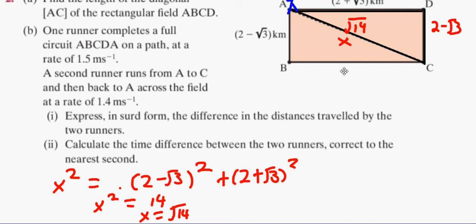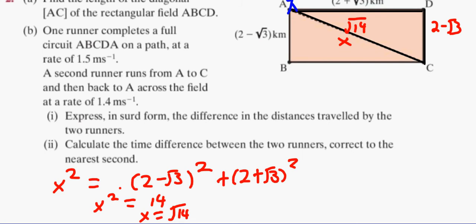Right, so one runner does it that way, at a rate of 1.5 meters per second. Second runner runs from A to C, and then back to A across the field at the rate of 1.4 meters per second. Expressed in short form, the difference in the distances travelled by the two runners.